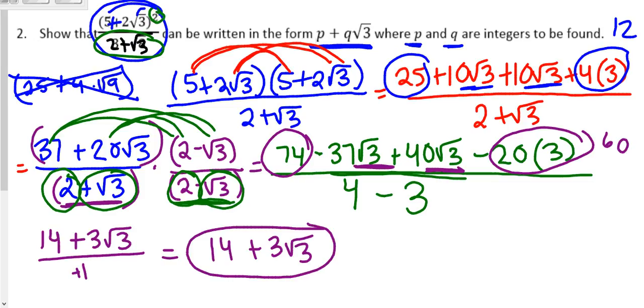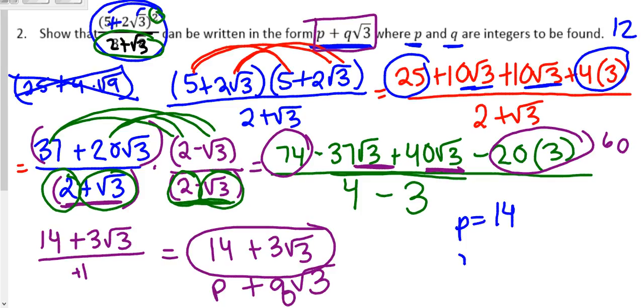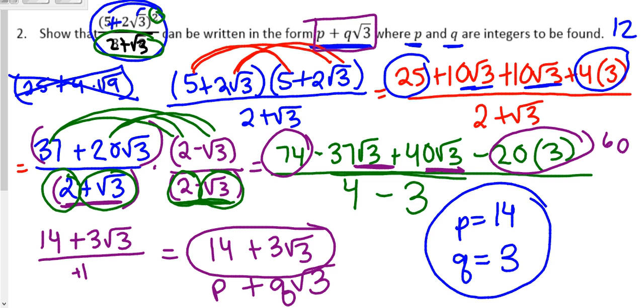And don't forget to look back up. Our question was asking us what were P and Q. It said it was going to be P plus Q square root of 3. And our answer does happen to be in this form, so it's easy to answer. P is 14, Q is 3, and those are our answers.